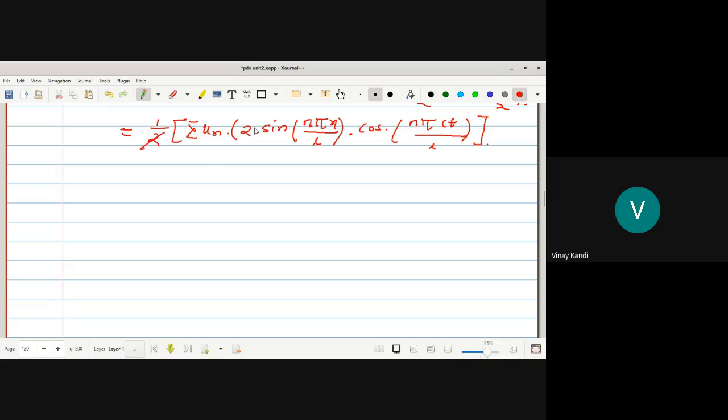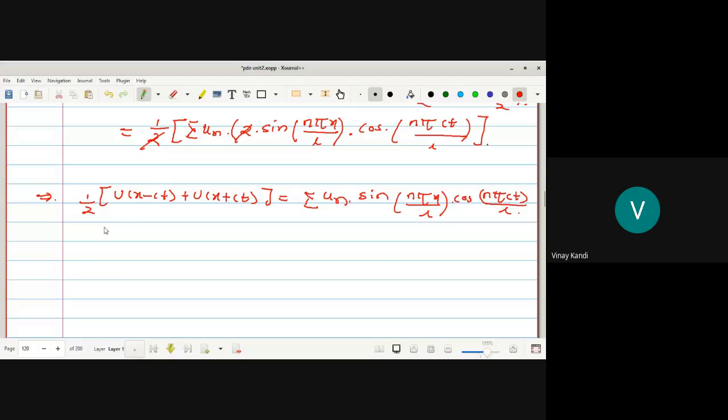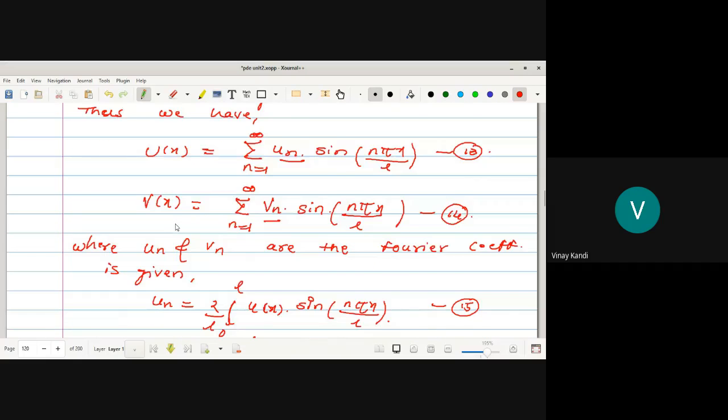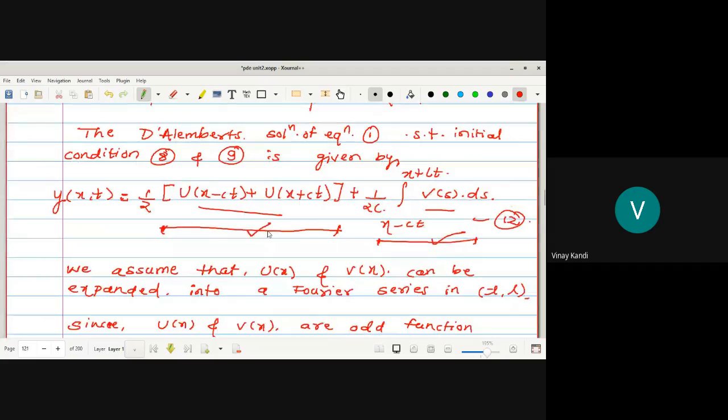Hence we can write, the 2 cancels, that implies 1 upon 2 of u of x minus ct plus u of x plus ct is equal to summation u_n sine n pi x divided by L into cos n pi ct divided by L. So this is the value of the first one. Now find out the second one.